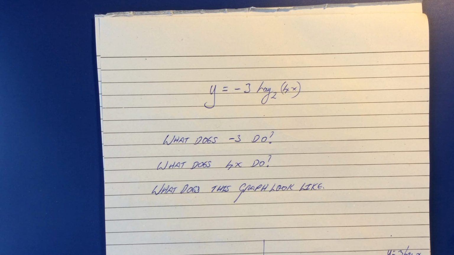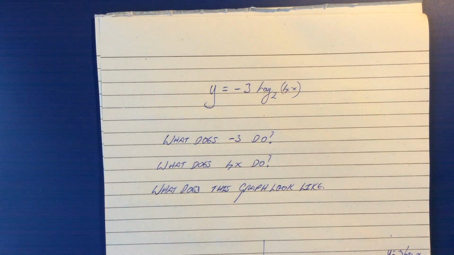And what we're going to try and do today is to graph this function. It may not be obvious from the heading on this piece of paper, but that's what we're going to do. And the function is negative 3 log 2 4x. And we have some basic questions to answer.